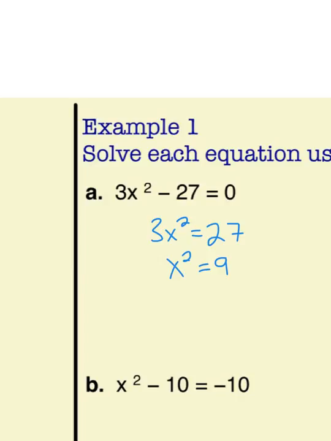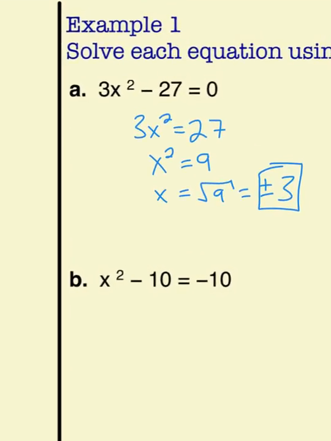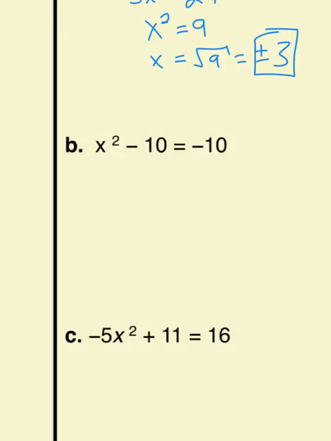And now if x squared is 9, then x is the square root of 9, which is going to be positive or negative 3. 9 is greater than 0, so x has two real solutions, both positive 3 and negative 3. Alright, and looking at example B, to get x by itself, we're going to start by adding 10 to both sides. And then we have x squared equals negative 10 plus 10 is 0. Well, if x squared is 0, then x equals the square root of 0, and there only is one real solution. X is 0.